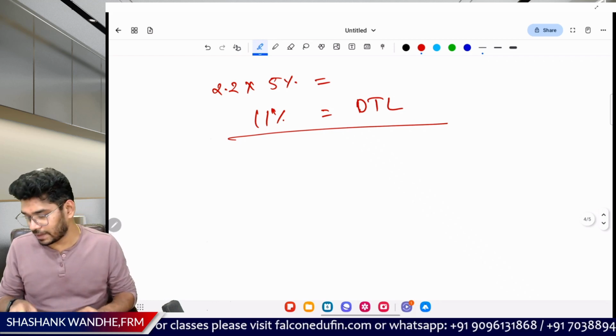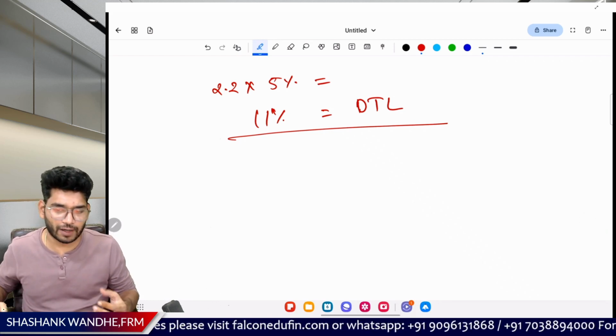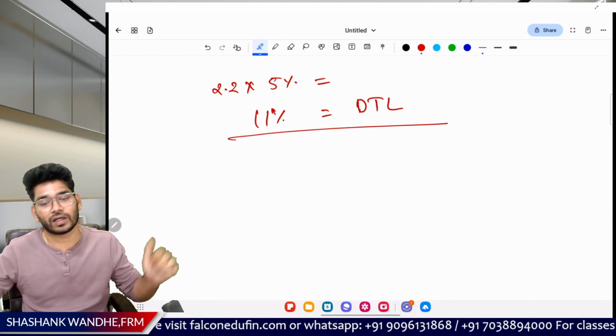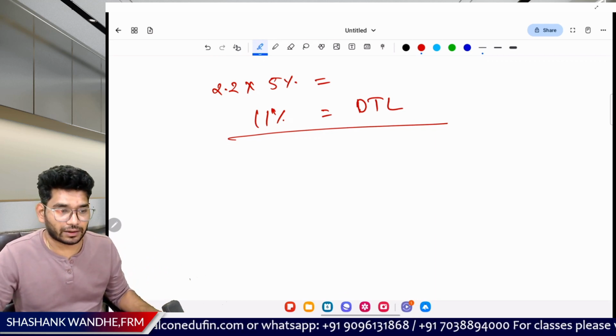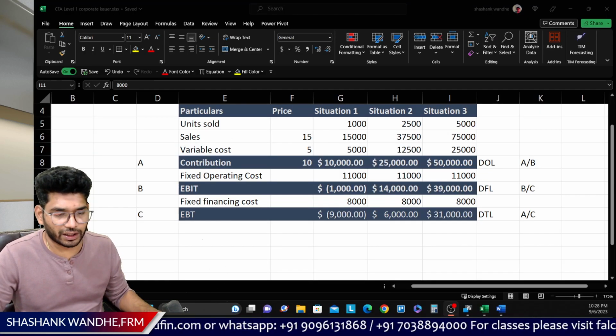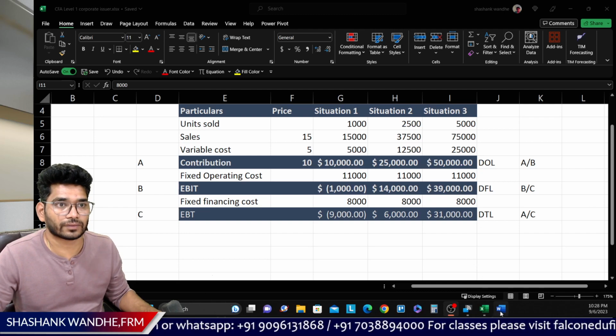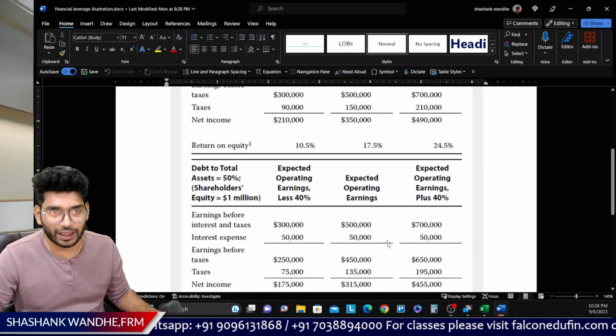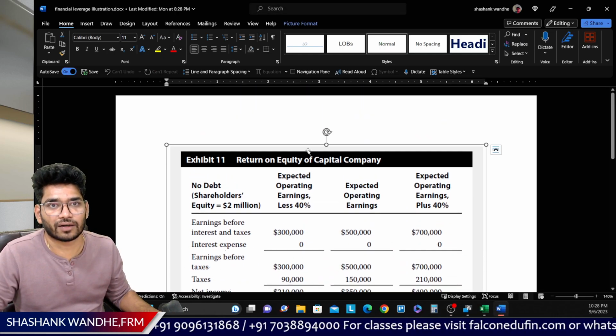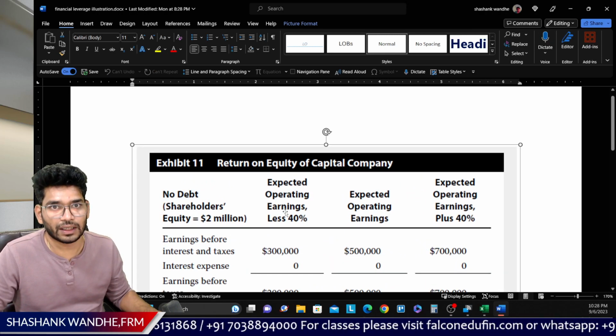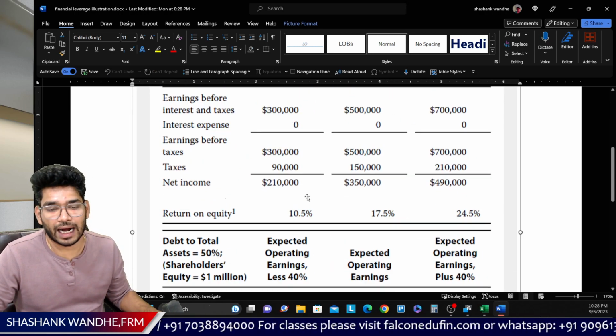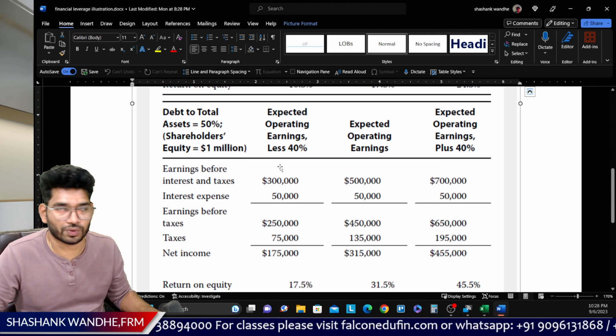Now here we have one specific discussion, which is the impact of degree of financial leverage on the return on equity. And we will directly use the illustration given in the book itself. Okay, so this is the illustration, and it is very simple to understand. This is from the CFA Institute's curriculum. And we have situation number 1 and situation number 2. So these are the two situations here.